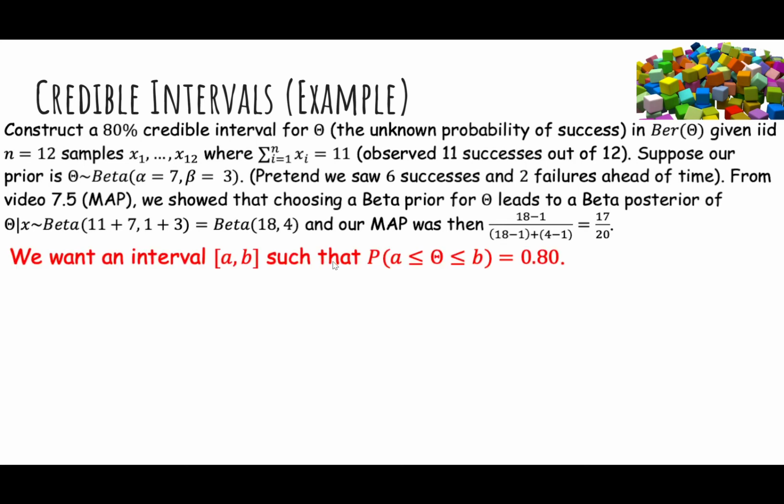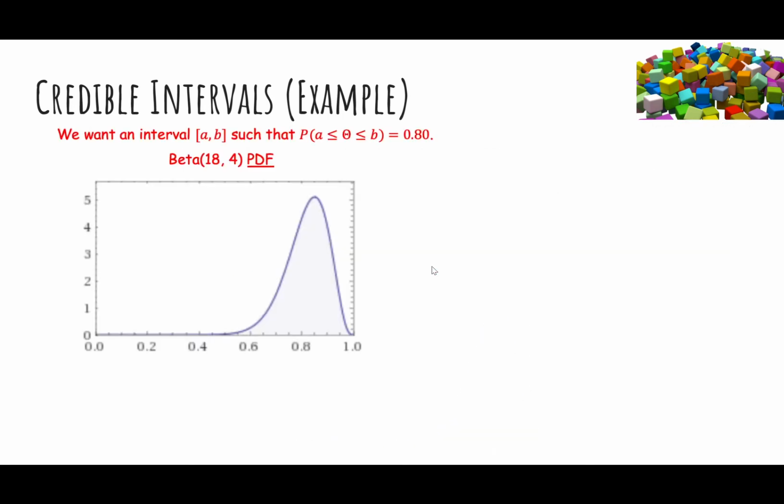Okay, so we want an interval now such that the probability that theta lies within the interval is 0.8. If we draw it on the PDF, we want to find an area here such that the probability that we fall in that area is 80%. If the area is centered, it makes sense that the probability of being to the left of the interval should be 10% and to the right should also be 10%. But where exactly should we draw these lines?